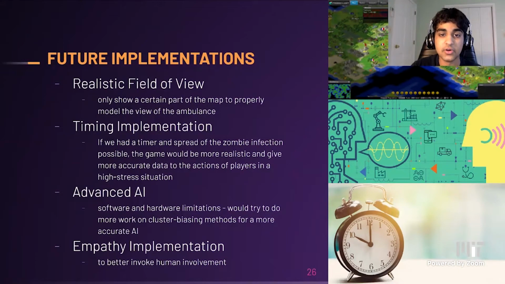For a greater sense of urgency and realism in the UI, we would model a realistic field of view and also have infection rates increase as time progressed. We would also heavily focus on getting more insight with our AI for better machine comparison and also embed more empathy to see if there's a more visceral effect to actions for humans.